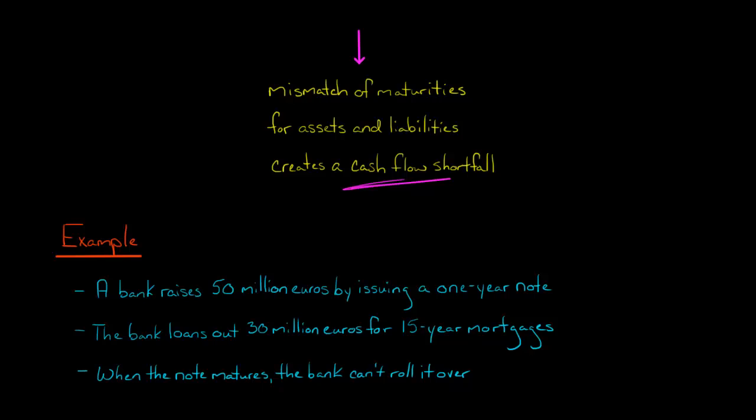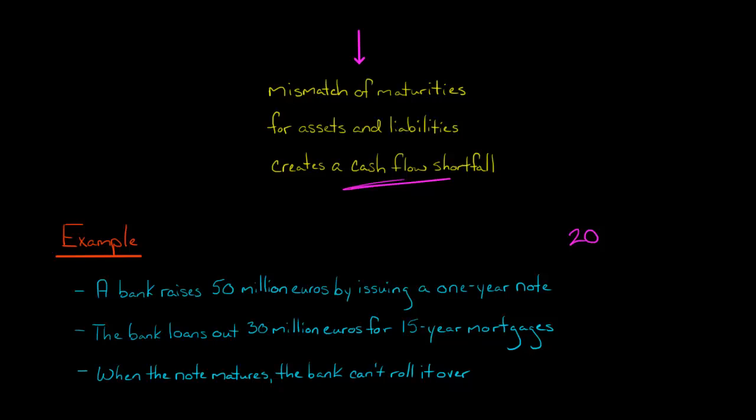So they only kept 20 million. The difference between the 50 and the 30, they only kept 20 million euros on hand. Now, they got a little bit of interest that first year as the borrowers were paying their mortgages, hopefully, but they still are not going to have 50 million euros absent them being able to either roll over this note or get some other source of financing.